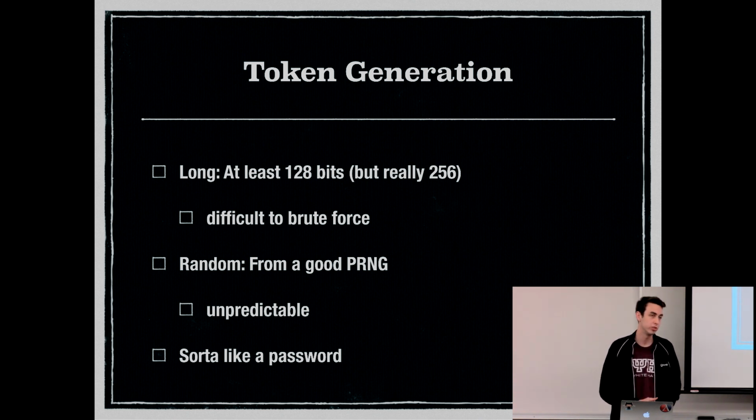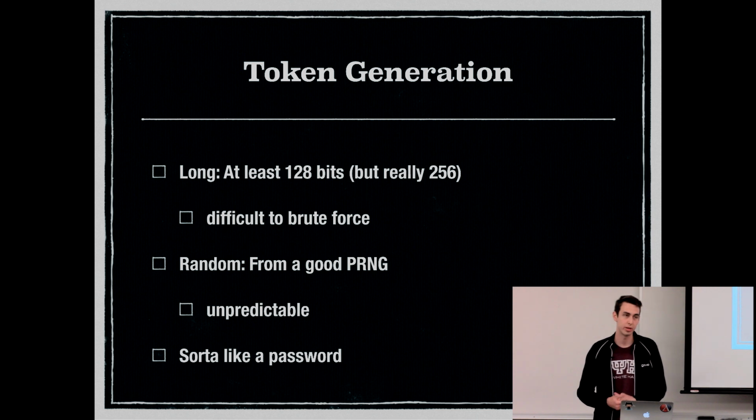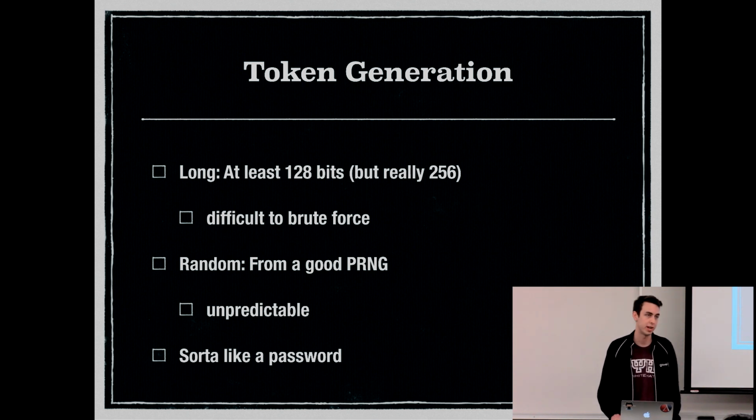It needs to be from a good pseudo-random number generator because you want it to be unpredictable. Because if I can predict the next token that a server is going to give out, I can just make my token that, and then I've stolen somebody's account. And again, it follows the rules of passwords. So, you know, if I could predict what Andrew is going to make his password, I don't have to guess all of the possible passwords that exist. I just have to guess the things that Andrew is likely to create. So long, random. And I really do mean random.